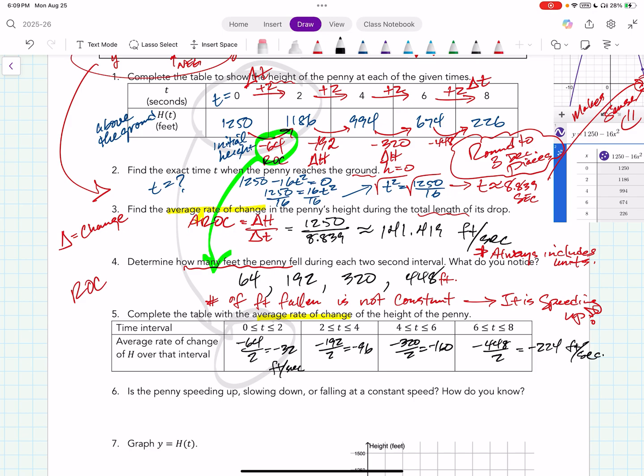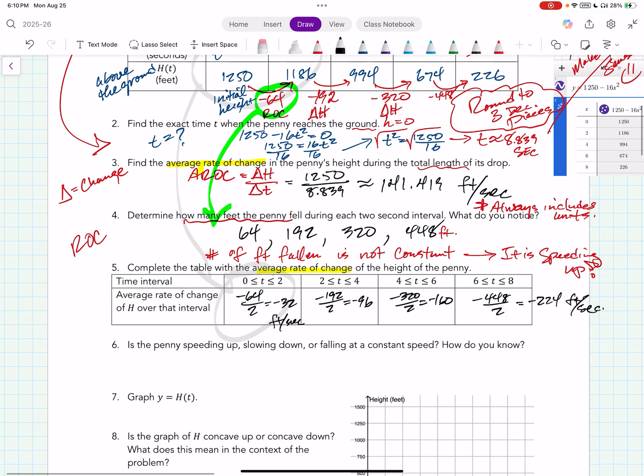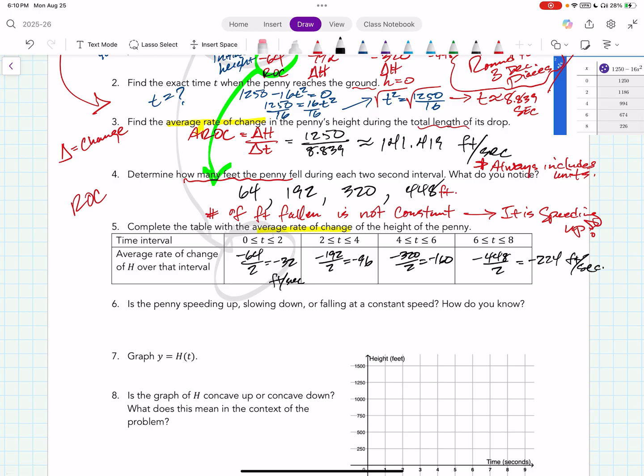And the question is, is it speeding up, or is it slowing down, or falling at a constant rate? And as I said in number 4 here, because it's falling a longer distance in every 2-second time interval, it's got to be speeding up. Okay, it's getting more and more negative. So you can see that the average rate of change is getting more and more negative. So it must be speeding up. Okay, so the penny is speeding up.